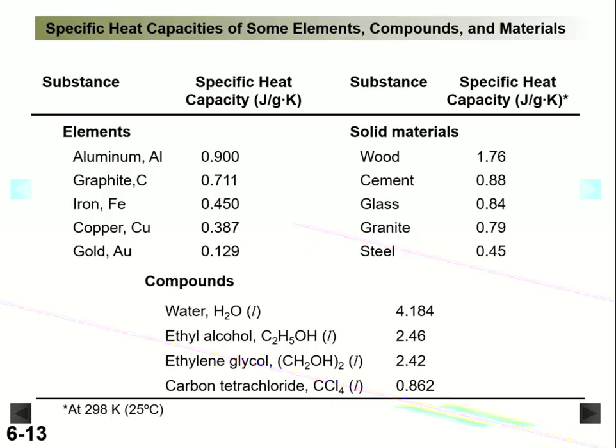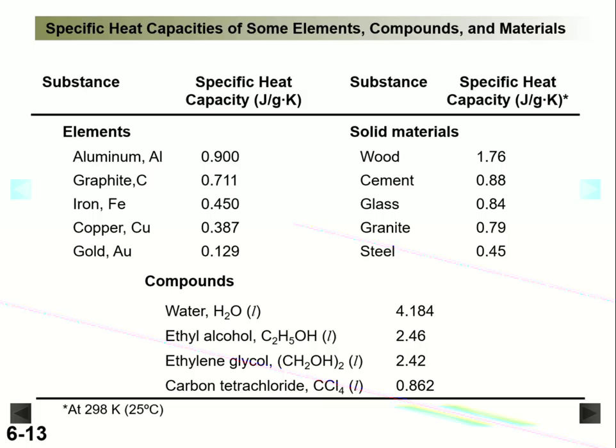We'll use specific heat capacities. And here's a table with specific heat capacities of a variety of materials. You can see there's a bunch of elements. Typical values, these are listed in joule per gram Kelvin. So for metals, they're less than 1. They can be as low as a tenth. For aluminum, it's high, 0.9.